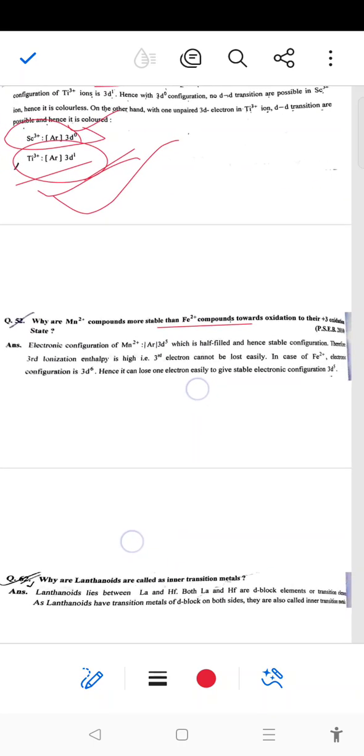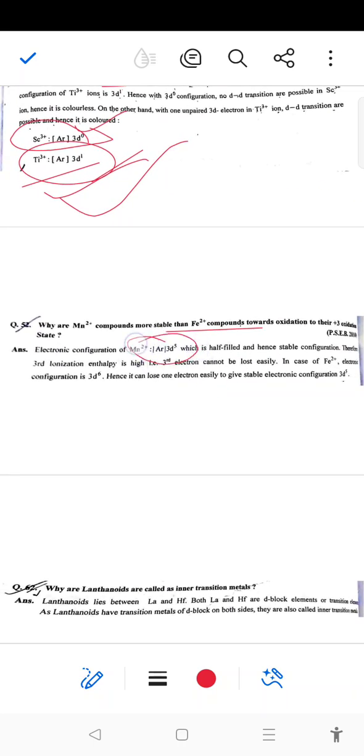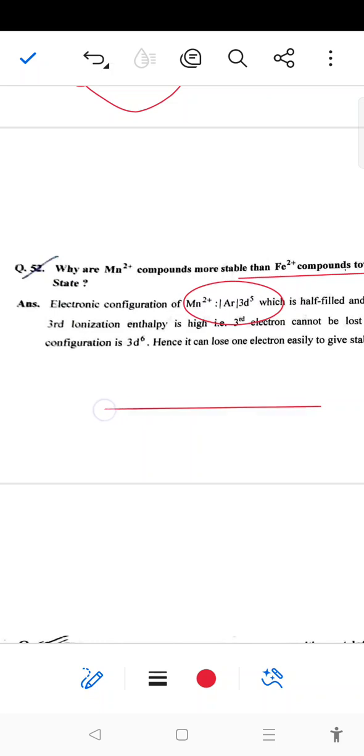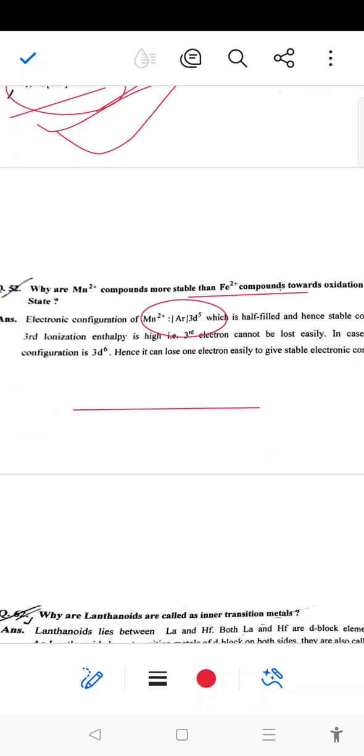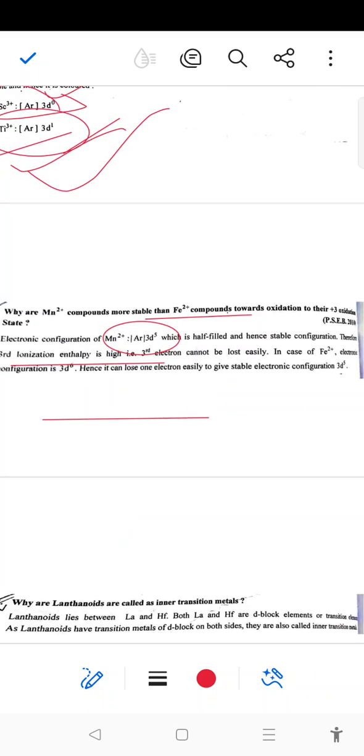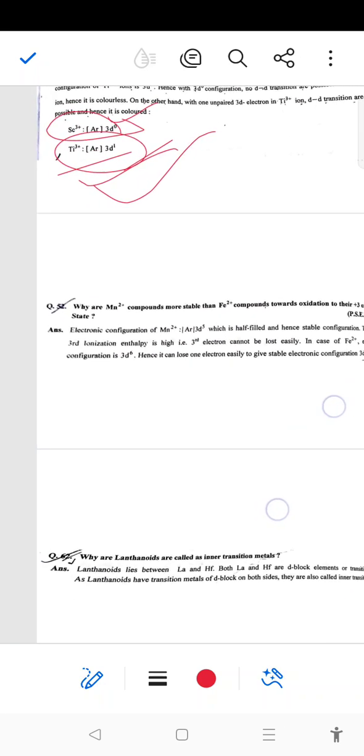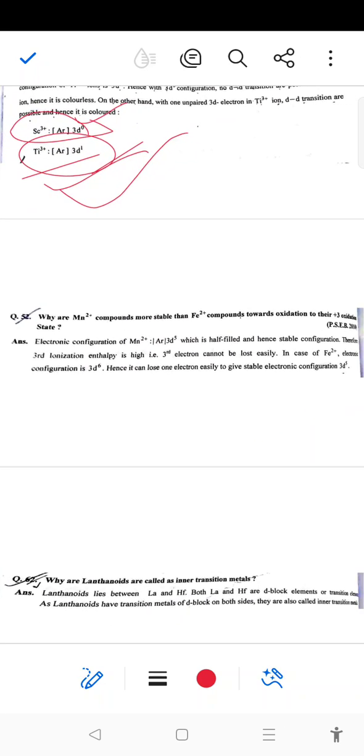Since the electronic configuration of manganese 2+ is 3d5, which is half filled and hence a stable electronic configuration, the third ionization energy is very high and the third electron cannot be lost easily. In the case of the iron 2+ ion, the electronic configuration is 3d6, hence it can lose one electron easily to give the stable electronic configuration 3d5.